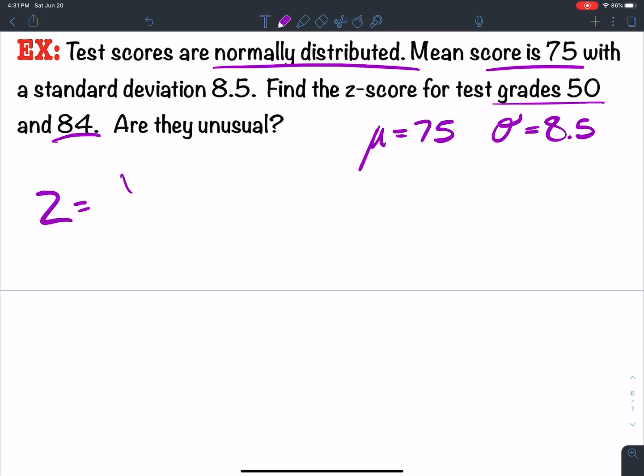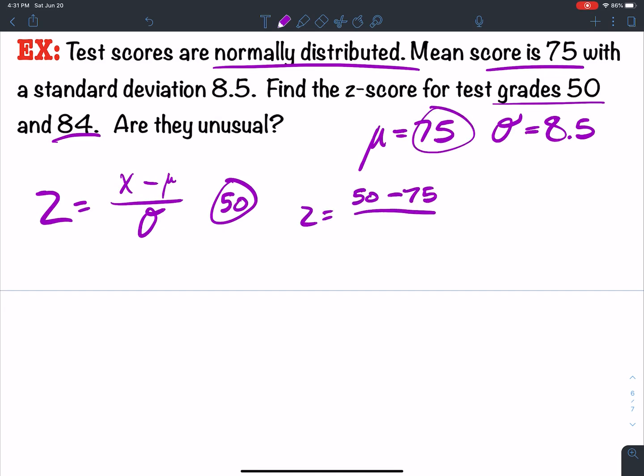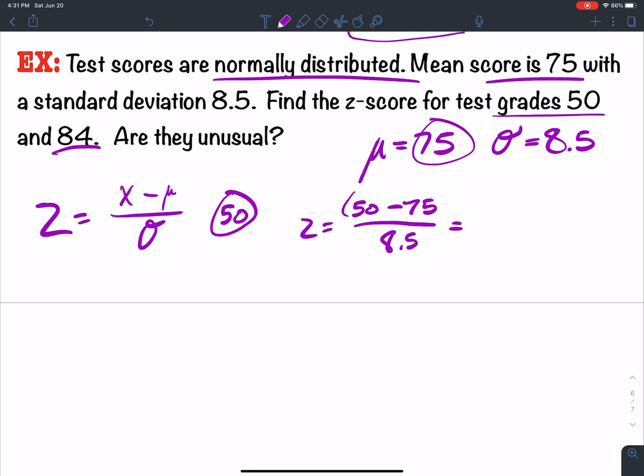So z-score is x minus mu over sigma. So for a score of 50 on a test, the z-score is 50 minus 75, the mean, divided by the standard deviation, 8.5. Type that into the calculator. Make sure you put parentheses around the numerator. You get negative 2.941. And so I would round this to negative 2.94.